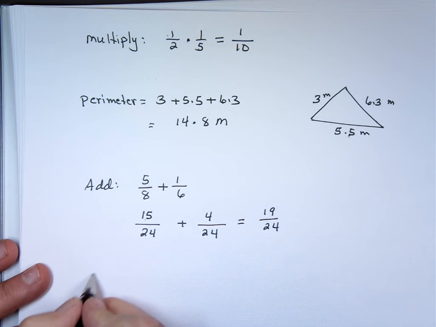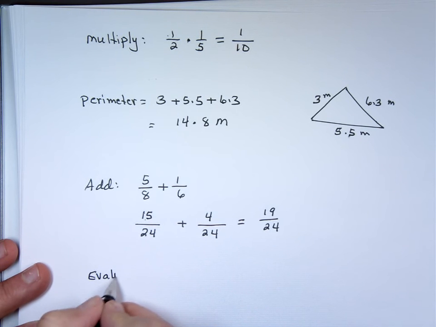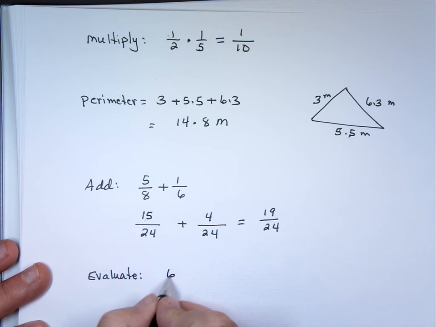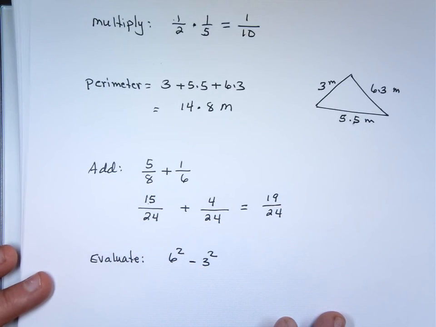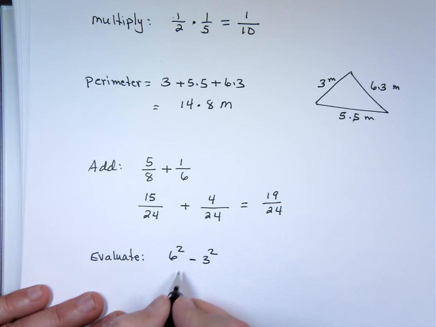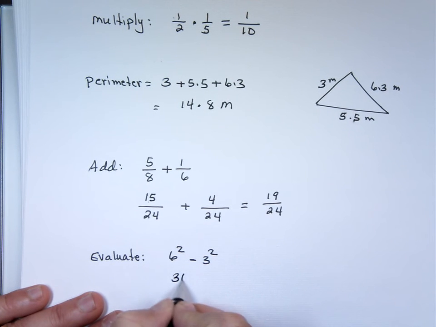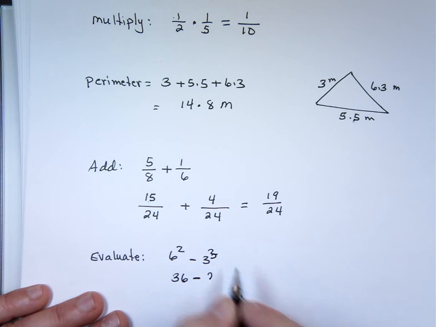Evaluate. Six squared minus 3 cubed. Six squared is what? 36. 3 cubed is what? Cube. Yes, I wrote square, but it's cubed. 3 cubed is 27. What's 36 take away 27? Is it 9?